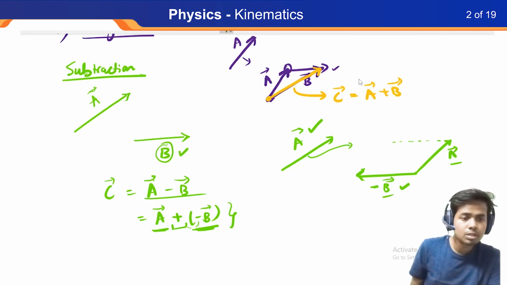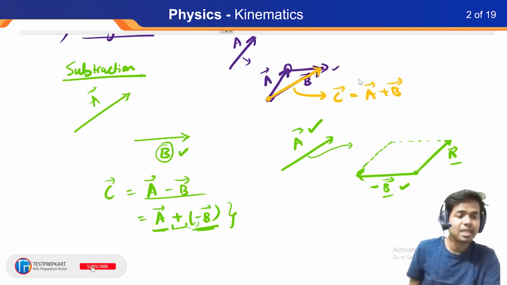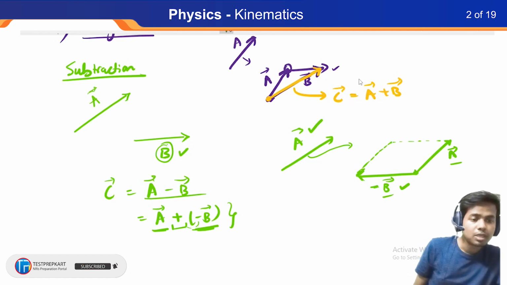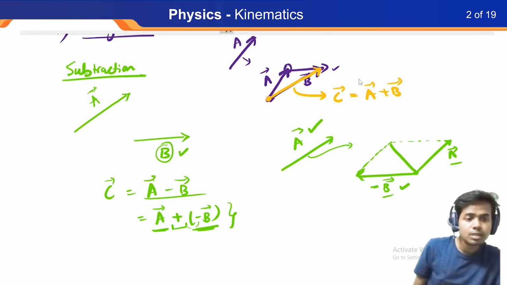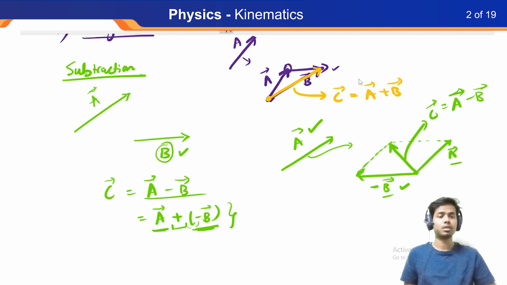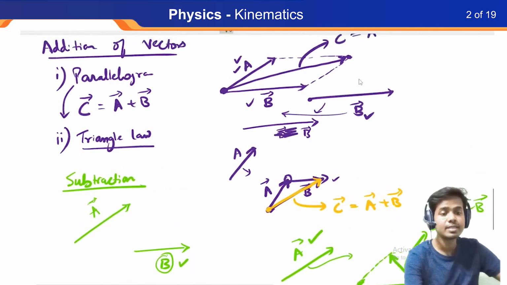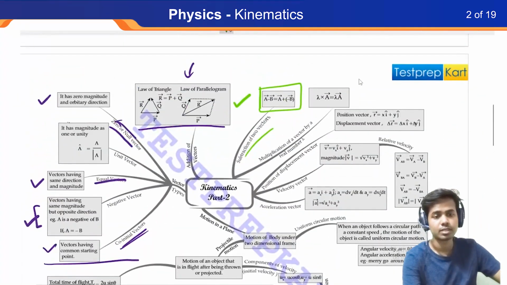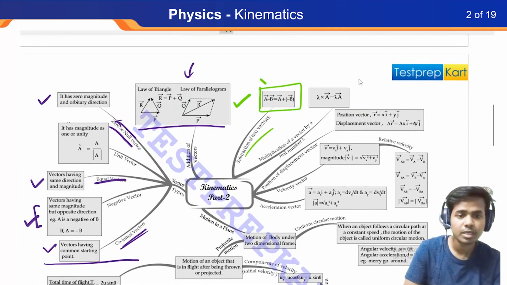Make a parallelogram, and from the tails which are joined together, you make another vector which is actually the diagonal of the parallelogram, and this is nothing but C vector, which is equal to A vector minus B vector, nothing else. So did you get it? How we use the addition of vectors itself to get the subtraction of vectors. All right. So this part is also done.